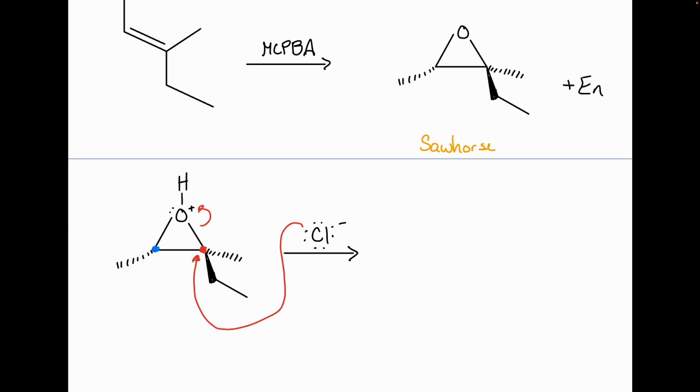So we're going to use this sawhorse representation here, where we keep this bond in the plane of the page. All right. My oxygen is still attached to my blue carbon, my OH group. That's now pointed up. My chlorine has attacked that red carbon from the opposite side, so that is pointed down.